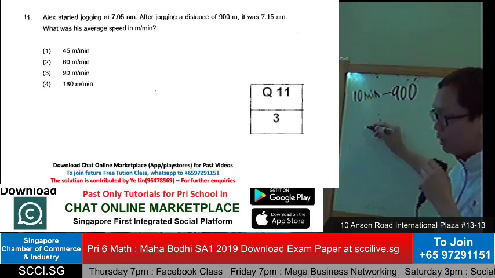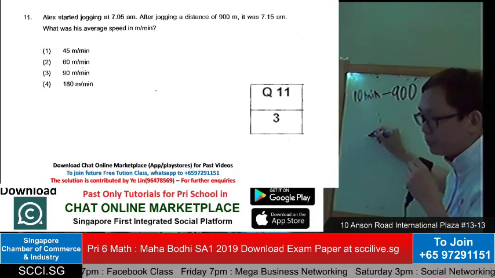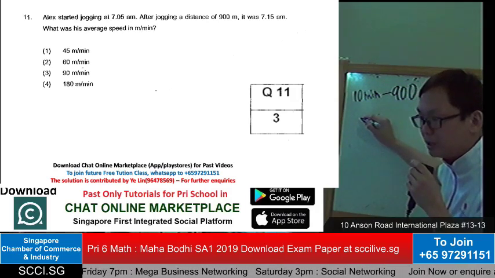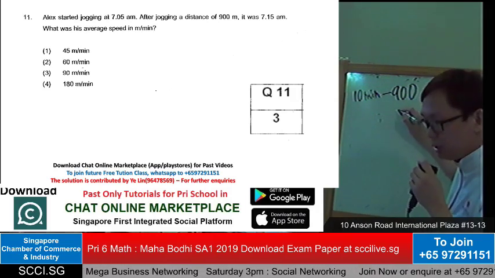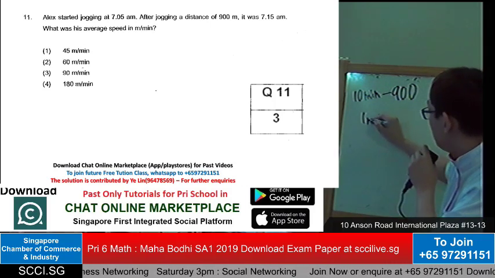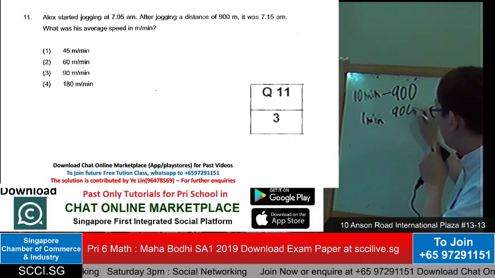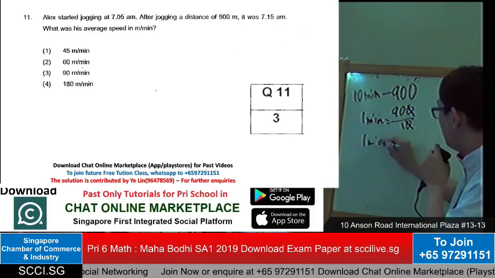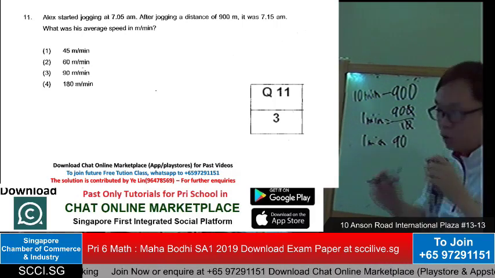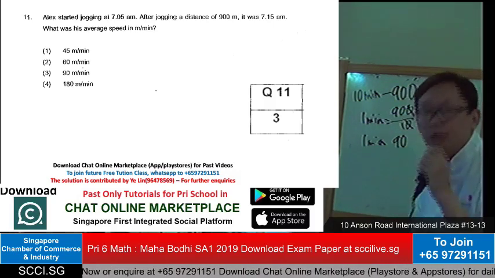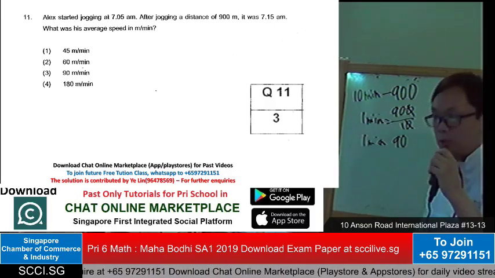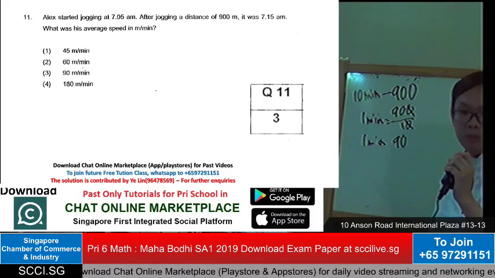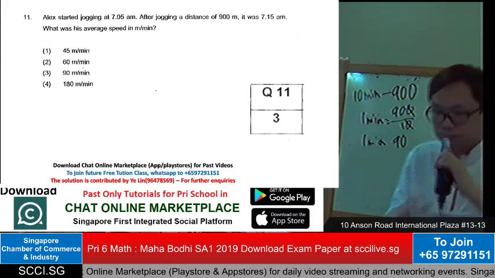So basically, let's look at per minute. How much is it? Because what we want is average speed in meters per minute. So 1 minute is therefore 900 over 10, which is equal to 90. So the answer is 3, 90 meters per minute. This is how you work it out. Are you able to work out this one? Quite simple and quite easy.